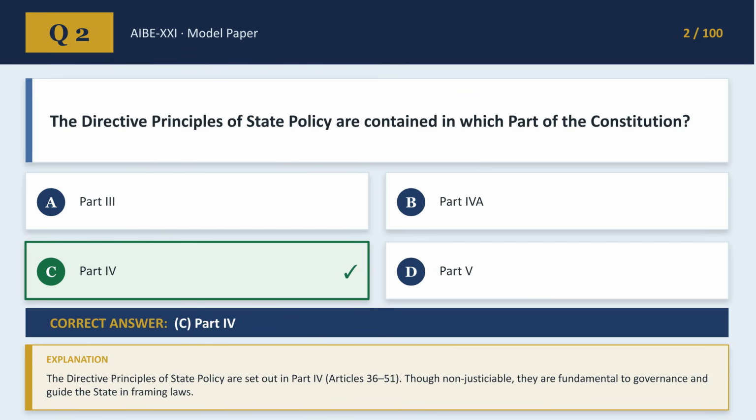Question 2 asks where the directive principles of state policy are contained in the Constitution. The correct answer is C, Part 4, covering Articles 36 to 51. These principles are fundamental to governance.